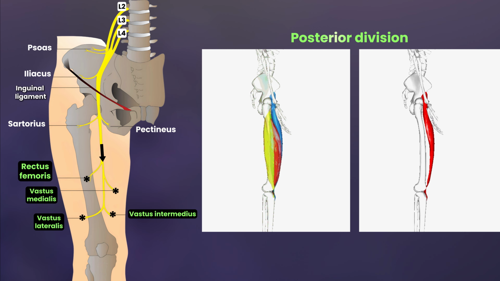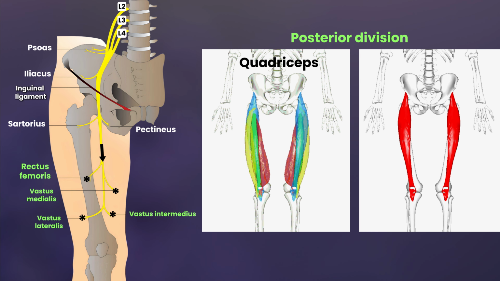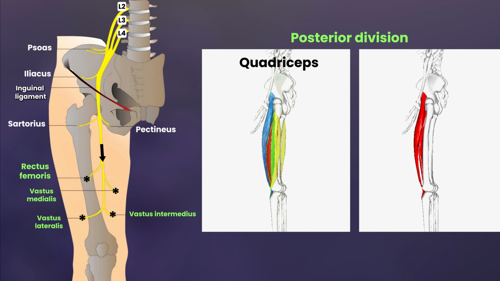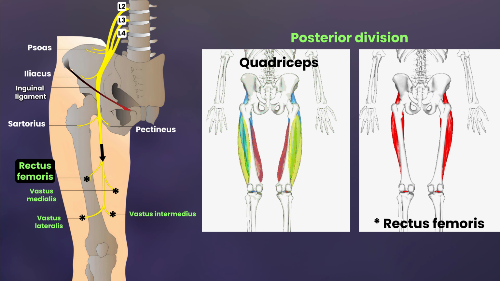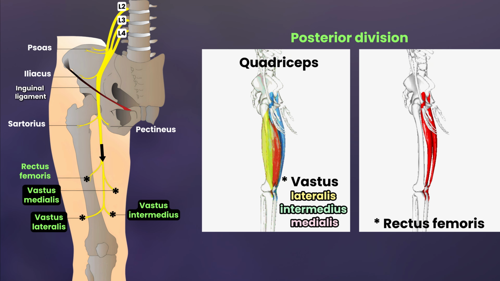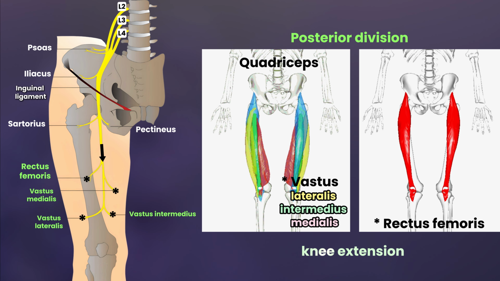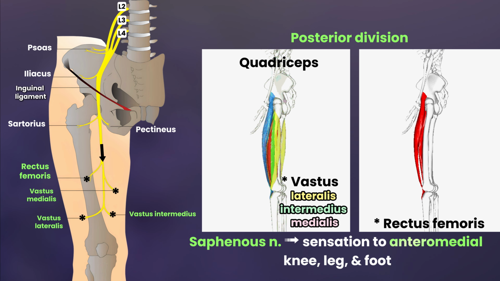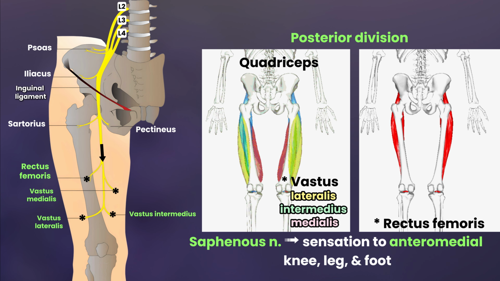The posterior division of the femoral nerve. The posterior division innervates the quadriceps muscles. Quadriceps are a group of muscles present on the front of the thigh. They consist of 4 distinct muscles: the rectus femoris and the vastus lateralis, intermedius, medialis. The quadriceps muscle group plays a vital role in knee extension. The posterior division gives rise to the saphenous nerve, which provides sensation to the anteromedial knee, leg, and foot.